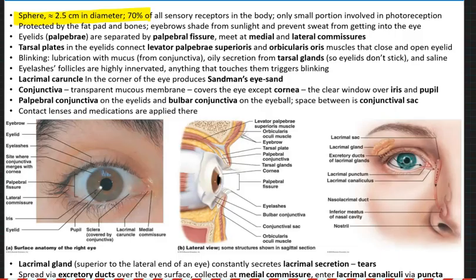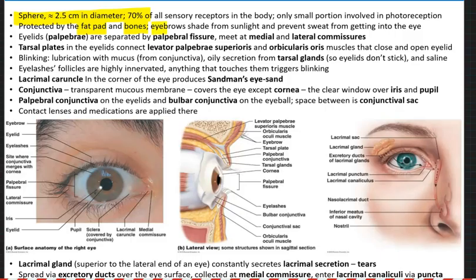And it contains the highest percentage of sensory receptors. So it is protected by fat pads and by the bones. There are five bones that form the eye socket. That would be the maxilla, the zygomatic bone, the frontal bone, the sphenoid bone, and the ethmoid bone. Yeah, I believe so.